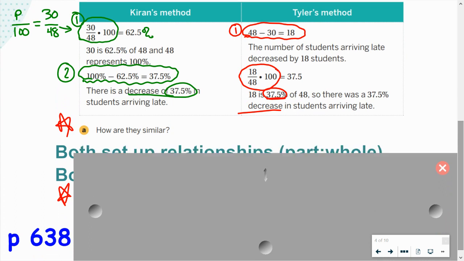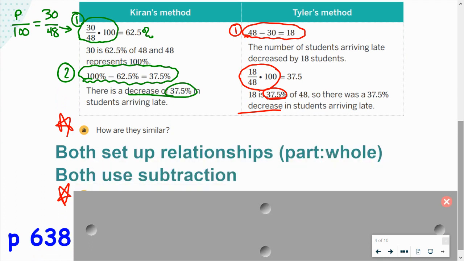All right, how are they similar? A couple things I noticed. Both set up relationships of part versus whole. Now their parts are different, but the wholes are the same. I wonder if you noticed that the whole is 48 for the first problem and the second problem. Also, both use subtraction. But how are they different, ladies and gents?